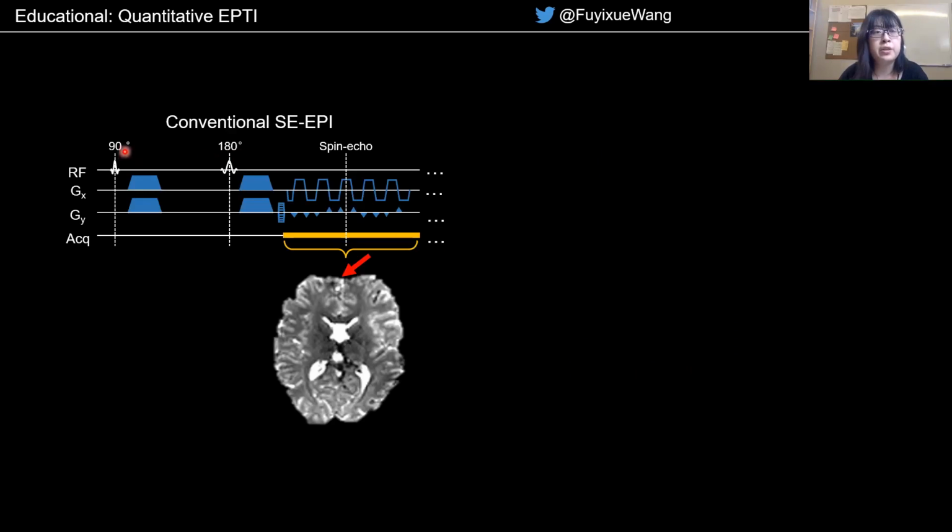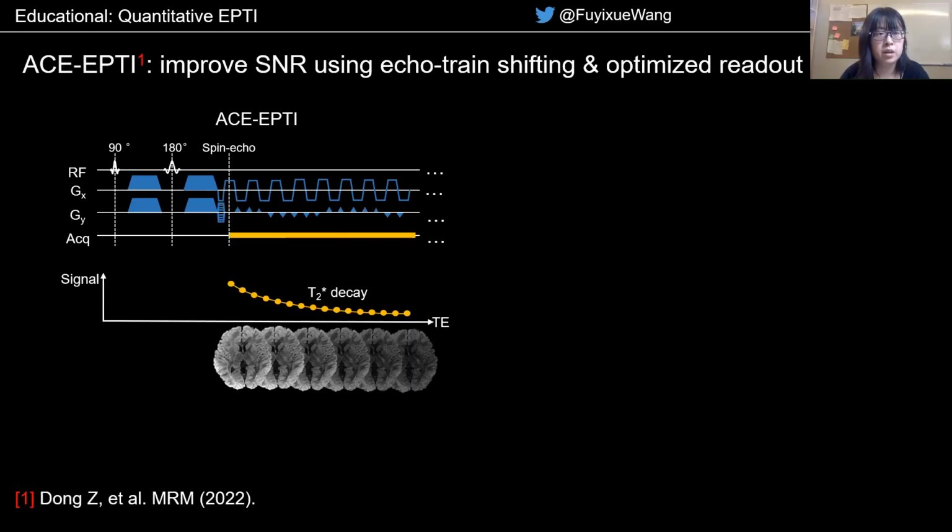So if we look at the conventional spin echo EPI acquisition, it combines all the long readout data to form one image. And in addition to the distorted image, it also results in dead time before the 180 and a long echo time. So ACE-EPTI achieves minimal TE by starting the readout right at the spin echo point and avoiding the dead time between the 90 and 180.